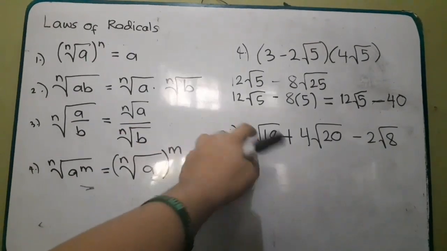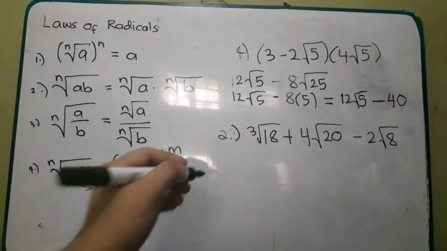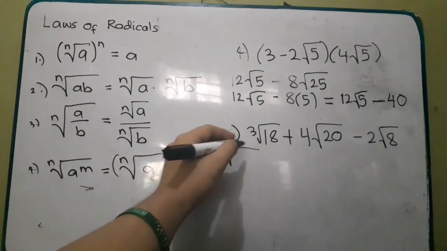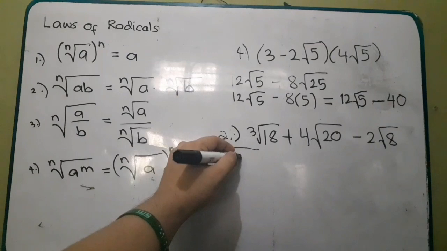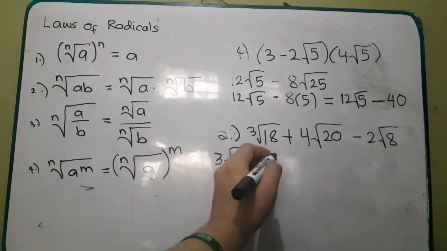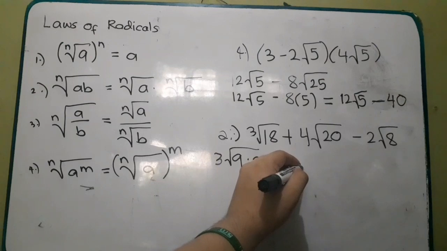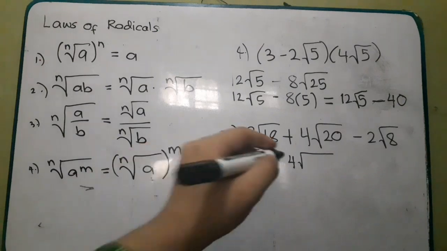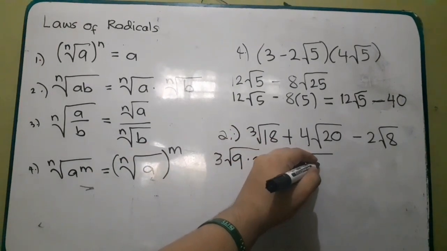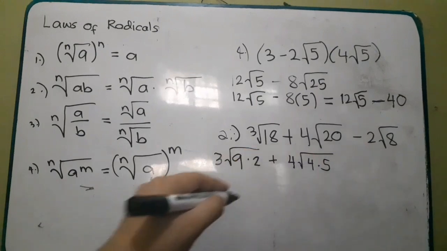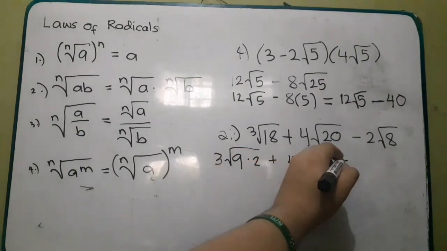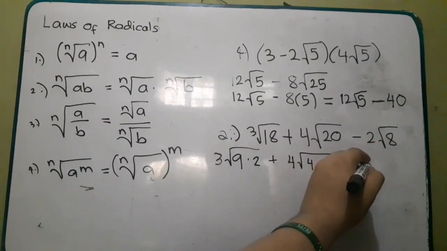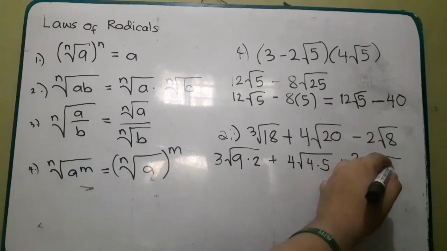3 square root of 18. So we need to find a factor of 18 that is a perfect square. That would be 9 times 2, plus 4 times square root of 20. So, find a perfect square factor of 20. So, 4 times 5. Okay, 4 is a perfect square. Minus 2 times a perfect square factor of 8. That would be 4 times 2.